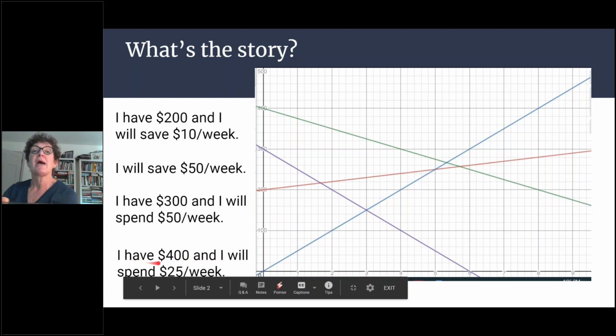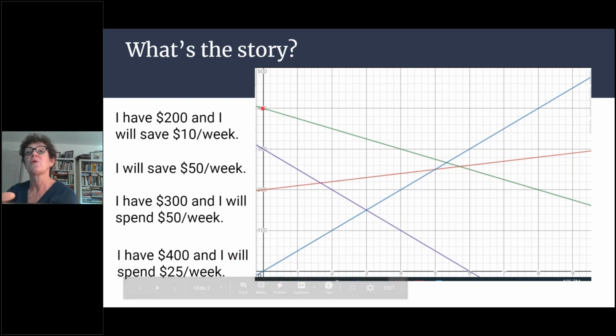So I have $400 and I will spend $25 a week. Again, I'm starting with a certain amount of money, $400, and my line is going to decrease, go down, because I will have less money at the end of 1 week than when I started. So this represents going down $25 every week. And at the end of 4 weeks, I should have $300, which is what this graph is telling me.